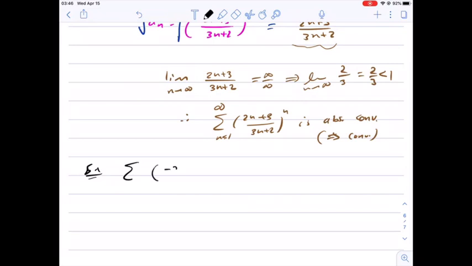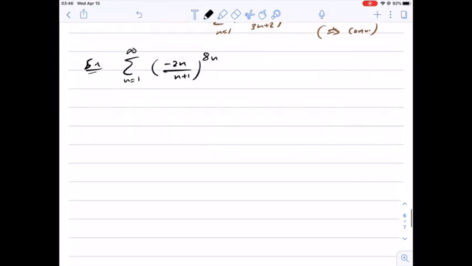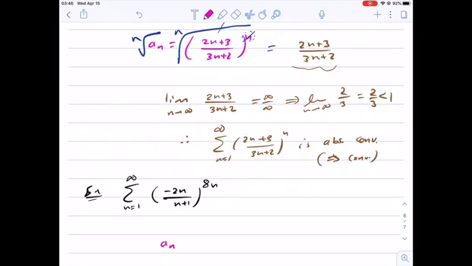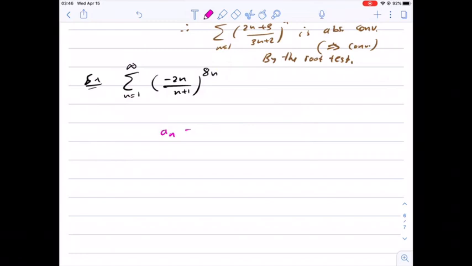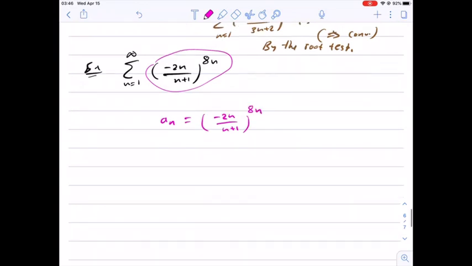Another example, if we have the series negative 2n over n plus 1 raised to power 8n from n equals 1 to infinity, we first determine a sub n, and the result is obtained by the root test. Now here we determine a sub n. This is a sub n, negative 2n over n plus 1 raised to power 8n.